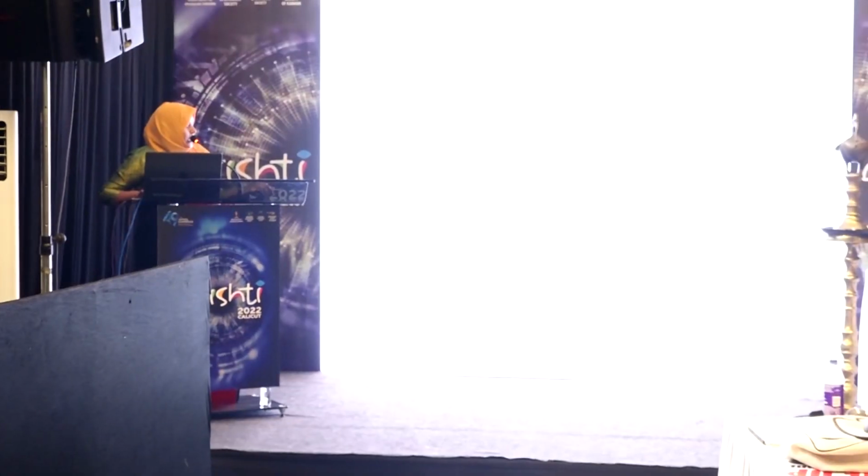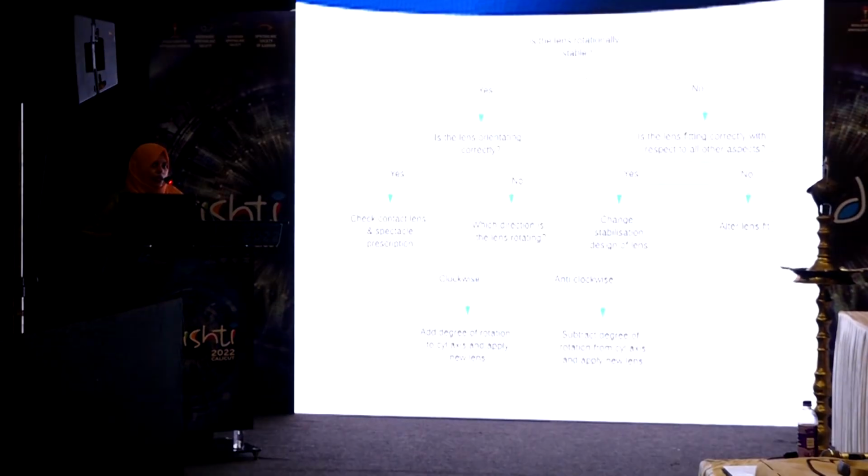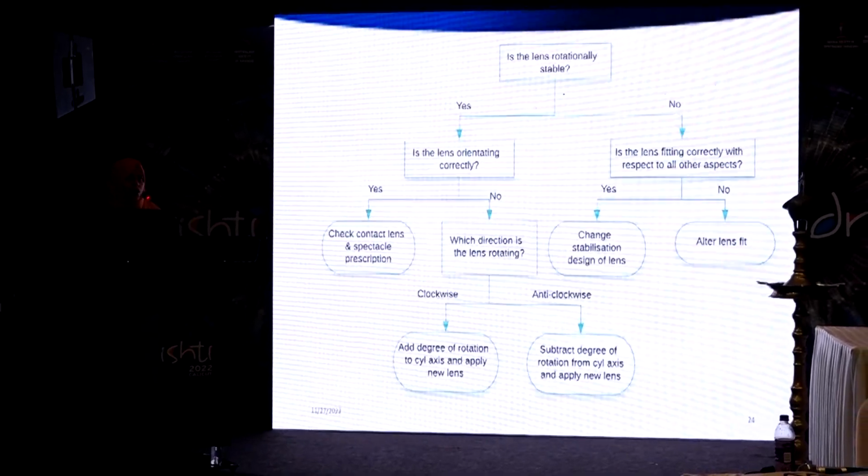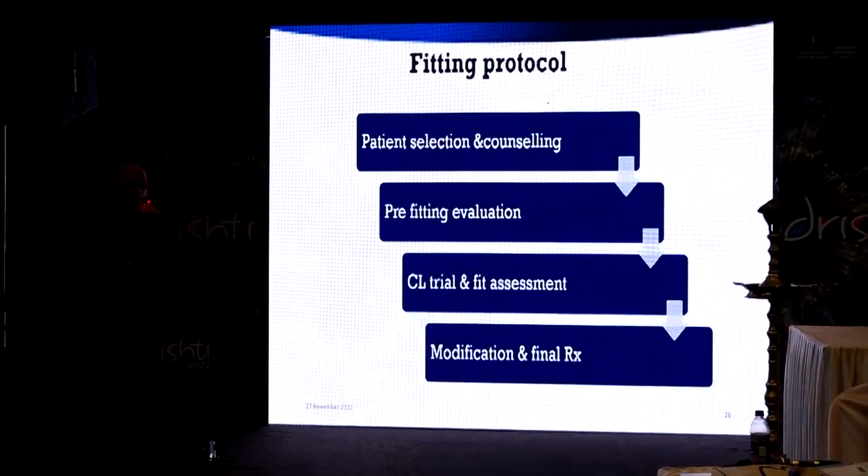So for troubleshooting, check whether the lens is rotationally stable. The troubleshooting can be done with clockwise, anti-clockwise, and other stabilization techniques, which I am not going into. Prism ballast, peri-ballast, so many stabilization techniques are there.